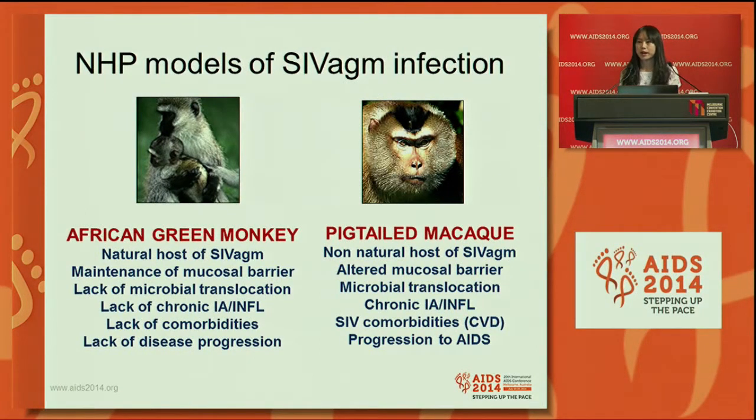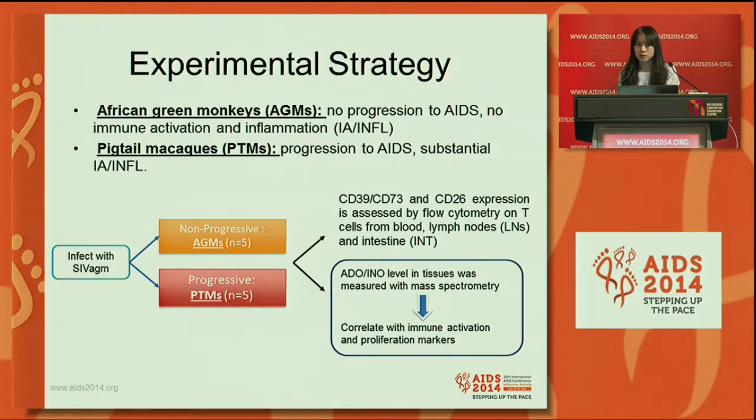Previously in our lab, we developed two non-human primate models of SIV-AGM infection. African green monkeys are the natural host of SIV-AGM. When they are infected by this virus, they don't show chronic immune activation and inflammation, and they don't progress to AIDS. But pigtail macaques are not the natural host of SIV-AGM. When they're infected, they show chronic immune activation and inflammation, and they eventually progress to AIDS. So these models are ideal to study chronic immune activation and inflammation associated with SIV infection. We infected both with SIV-AGM and measured CD39, CD73, and CD26 expression, and also directly measured adenosine and inosine levels in the tissues and correlated them with immune activation markers and proliferation markers.